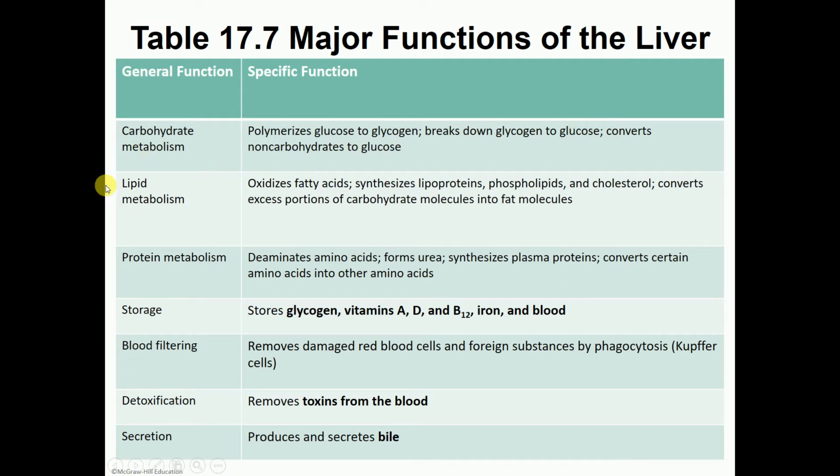As for the liver's function in regards to lipid metabolism, it can oxidize fatty acids. It can attach fatty acids to a protein to make lipoproteins. It can take lipids and attach them to phosphates to make phospholipids. It can also make cholesterol out of them. Remember, cholesterol can then become different kinds of hormones. That cholesterol will go to the different glands, and the glands will use it to make steroid hormones.